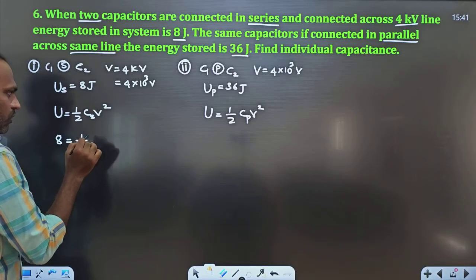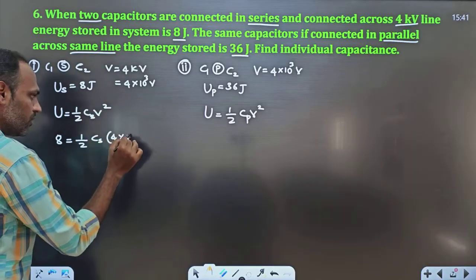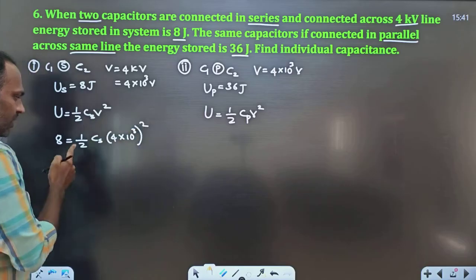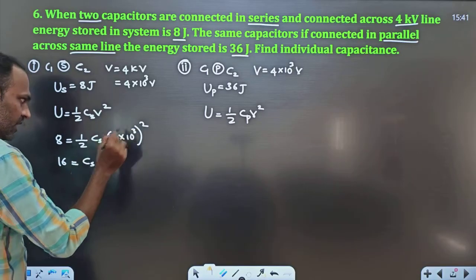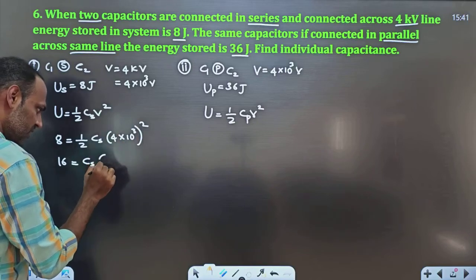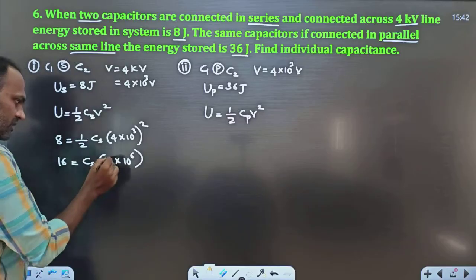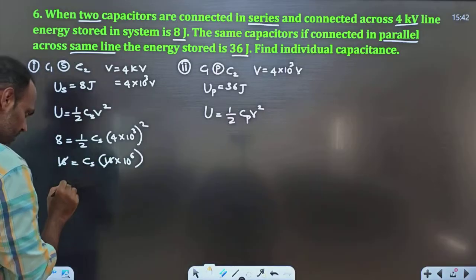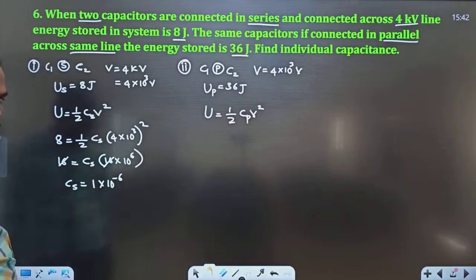This is 1 divided by 2. CS we don't know, V square. 4 into 10 to the power 3 whole square. 2 I will multiply it for 8, it will be 16 CS, and this will be 4 square will be 16 into 10 to the power 3 into 2 will be 6. 16 and 16 will get cancelled. So I will get CS is equal to 1 into 10 to the power minus 6.